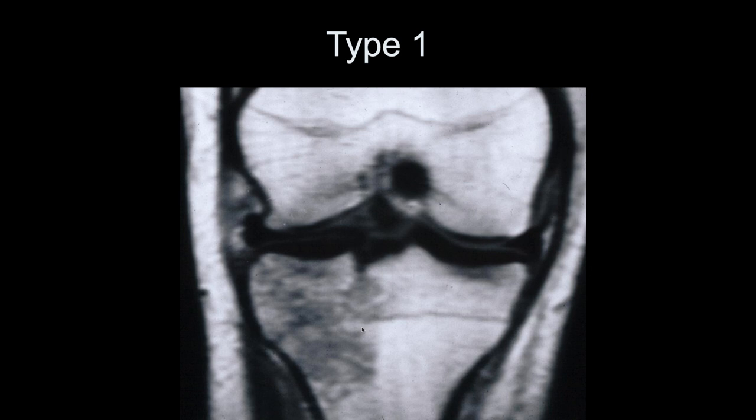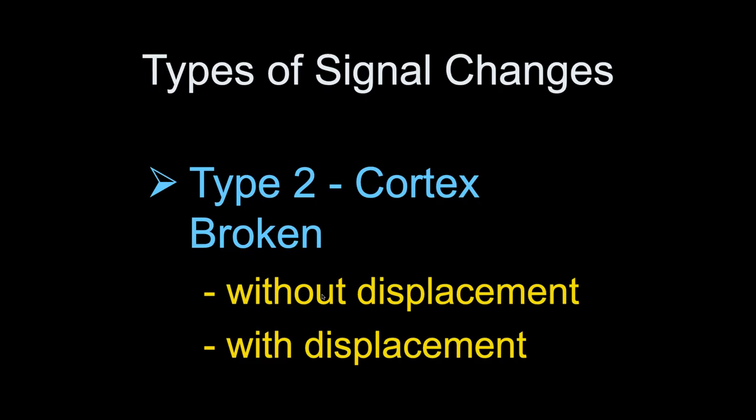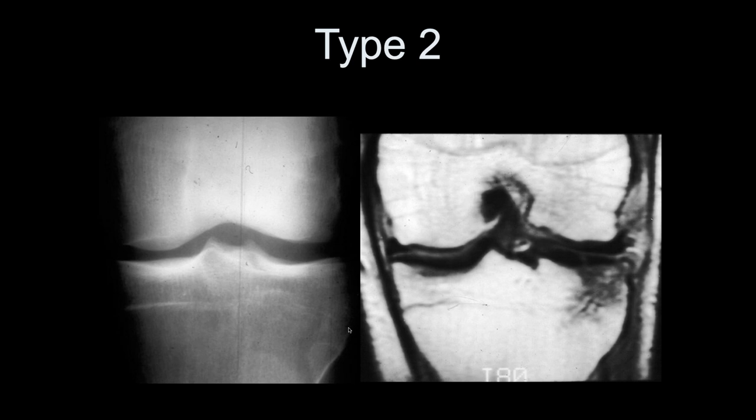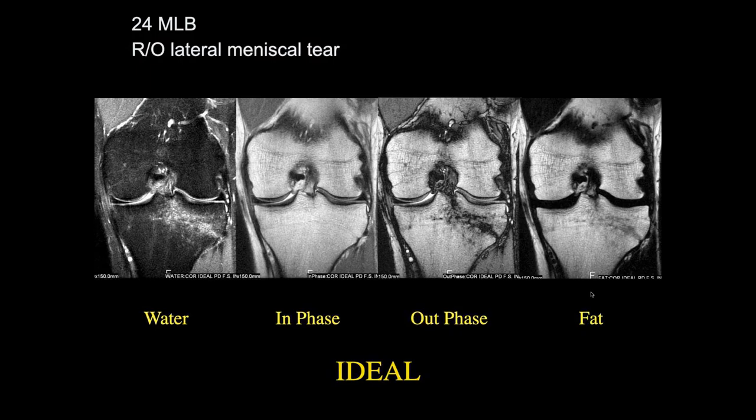And it turned out about half of people who came in with acute knee injuries and had knee pain had this as their only finding. So we think that these are commonly associated with acute knee pain. Type 2 is where the cortex was broken. We could have it with or without displacement. Typical example, normal plain radiograph. And here we can see a fracture through the subchondral bone and the bone marrow edema in the bone in this location. And we can see a lot of examples of these.